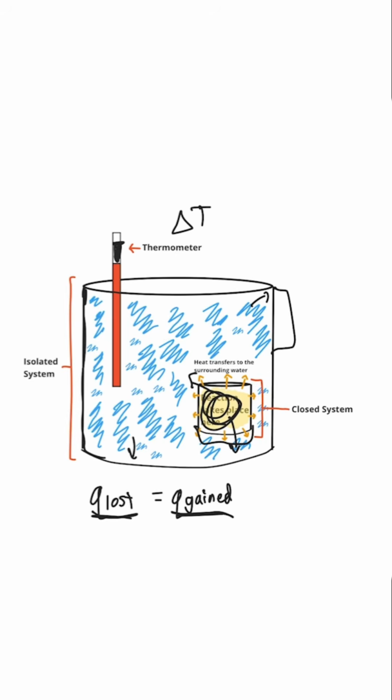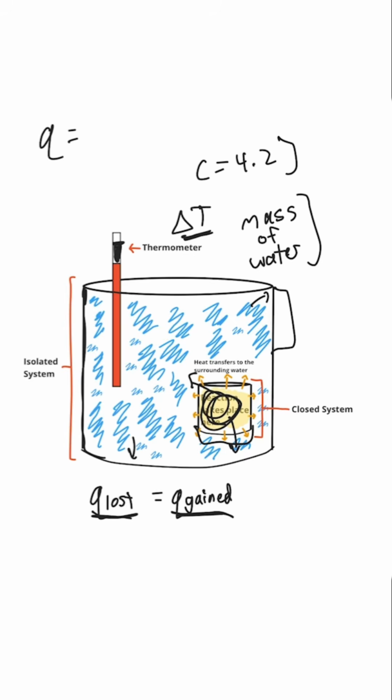When we set up this experiment, we are going to measure out the mass of the water. And then the specific heat of water, which we use a variable C for, is equal to 4.2. So we combine the data we get from the thermometer with the mass of the water and the specific heat of water in this equation, Q equals MC delta T. And this allows us to find the heat gained by the water. And like we said before, that heat gained by the water is equal to the heat that was given off by the container within the water.